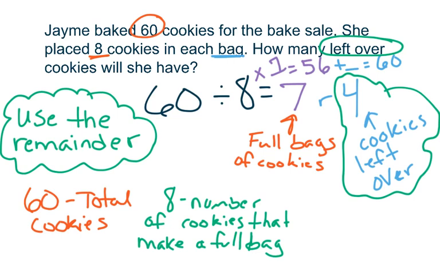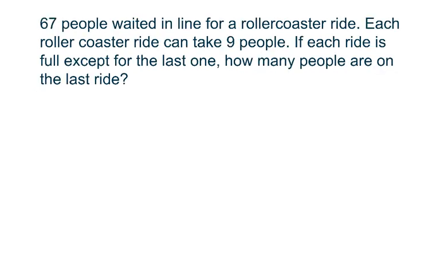I want you to solve this problem. 67 people waited in line for a roller coaster ride. Each roller coaster ride can take 9 people. If each ride is full except for the last one, how many people are on the last ride? How are we going to solve this problem? What is my problem talking about? I want you to set up your problem and then tell me, what do each of these numbers represent?